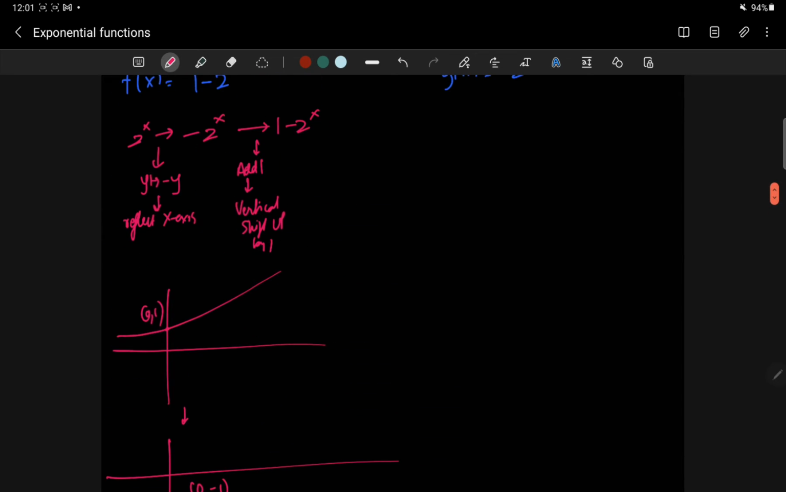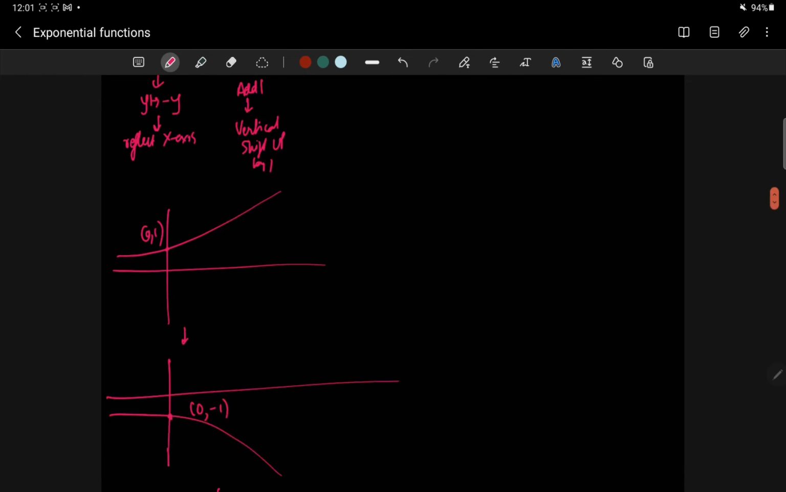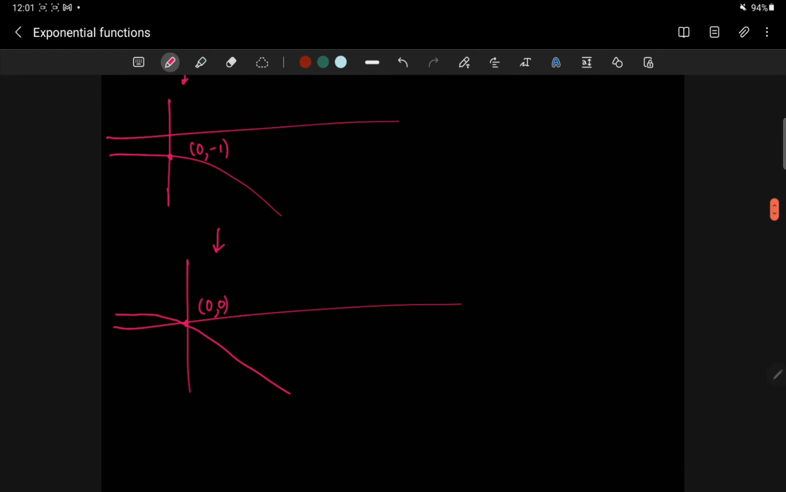And then you can check. If x is 0, this becomes 1 minus 2 raised to power 0, which is 1 minus 1, which is 0. So it goes through the origin.